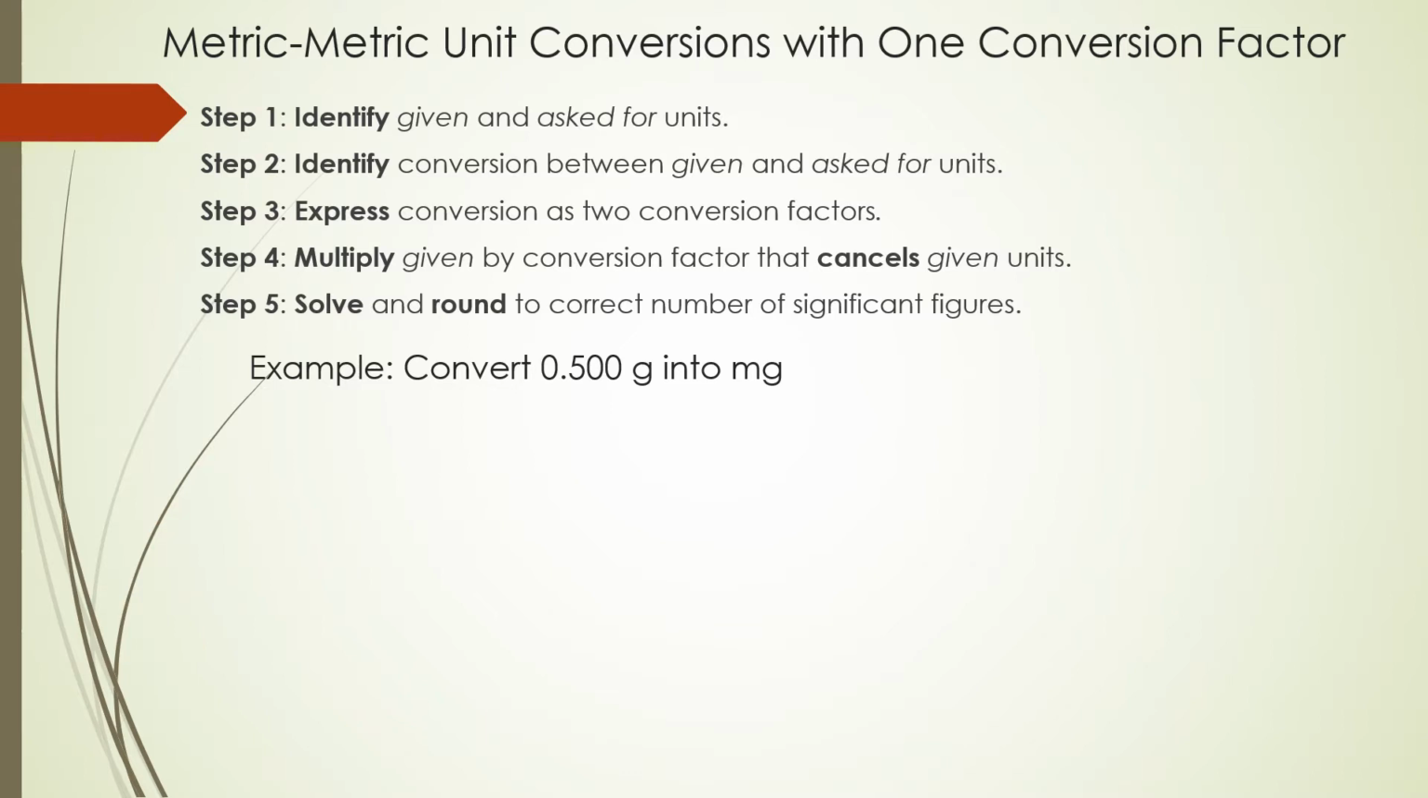This process involves 5 steps, and if we follow these 5 steps exactly, we will always get a correct answer. Let me explain with the help of an example. The problem states that we have to convert 0.500 grams into milligrams. Both grams and milligrams are metric units, so this is a dimensional analysis in which metric units are converted.